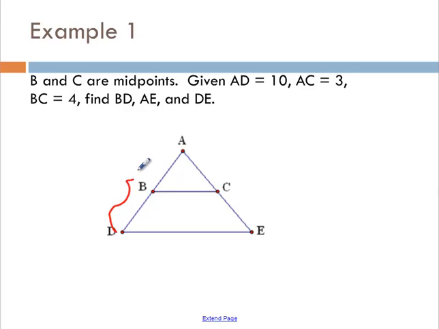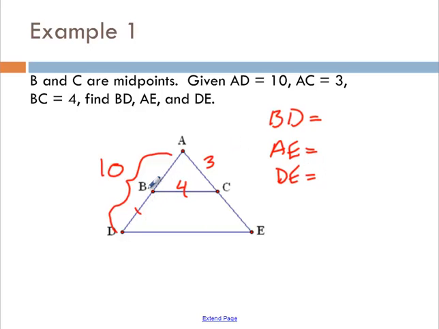If AD is 10, AC is 3, and BC is 4, I need to find the remaining sides. So I want BD, I want AE, and I want DE. So BD, right here, I know that it's congruent to over here because B is a midpoint, so half of 10 is 5. AE is this entire segment. Well, that's twice this because those are congruent as well. And DE is 2 times as big as the midsegment.